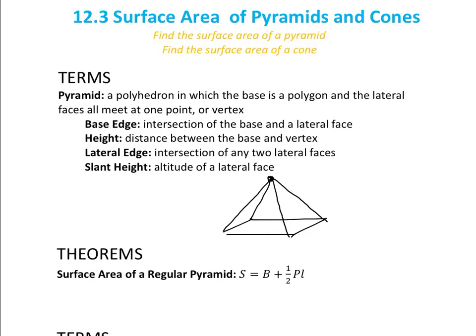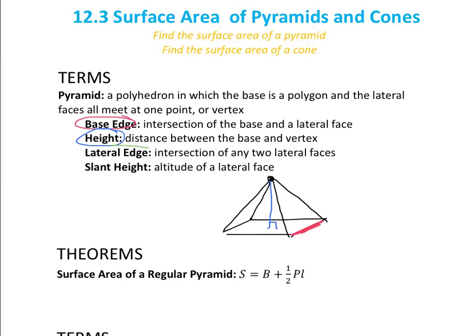And from that, we have to understand some of the different parts of it. A base edge is the intersection of a base and a lateral face. So this would be an example of a base edge. If I say a base edge is a certain length, you know that's what I'm talking about. Any of those four sides would be a base edge. The height is the vertical distance between the base and the vertex. So this goes straight down, intersecting the base at a perpendicular.